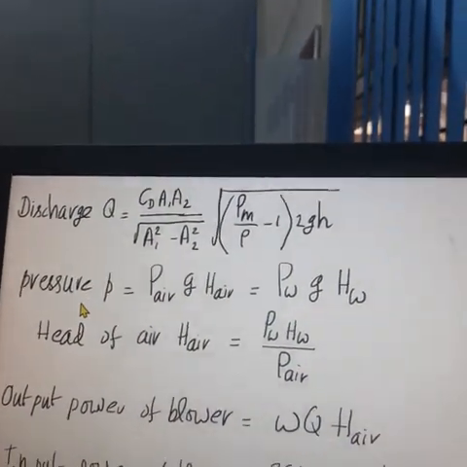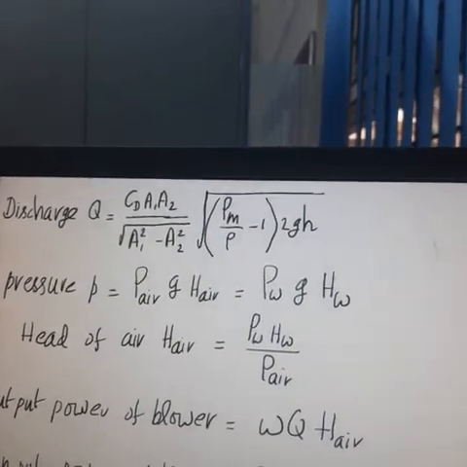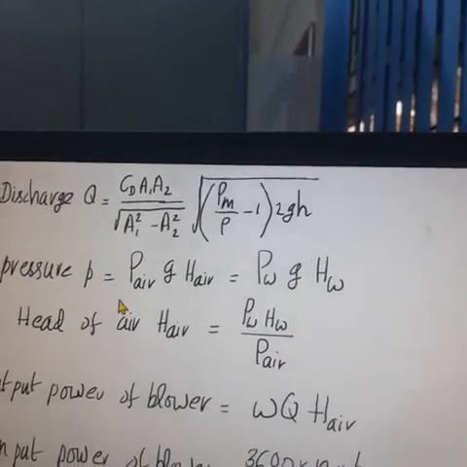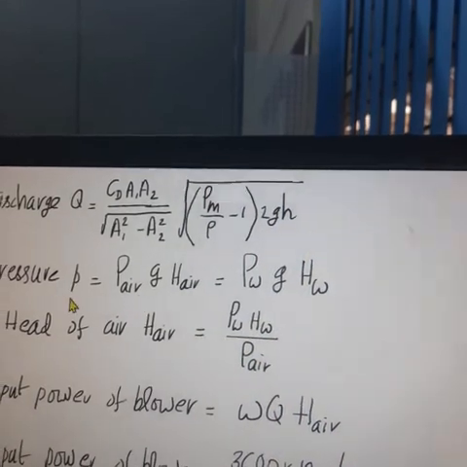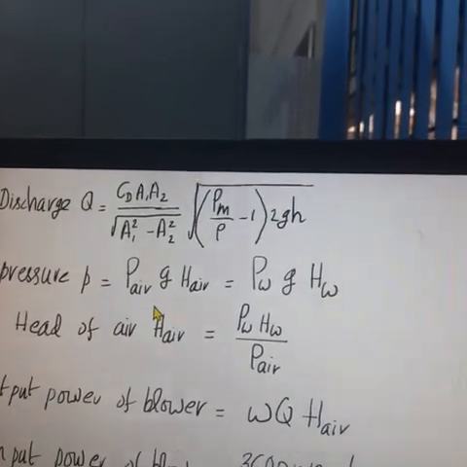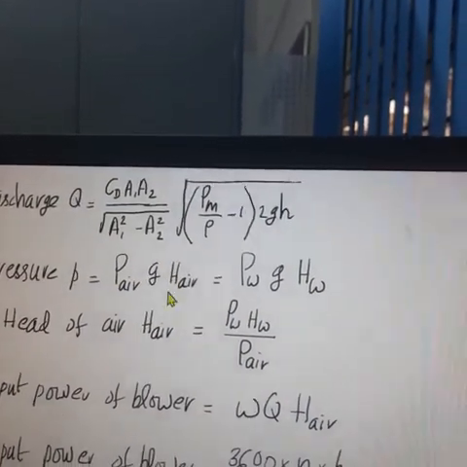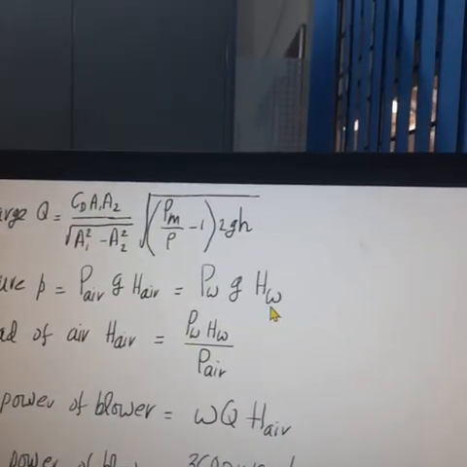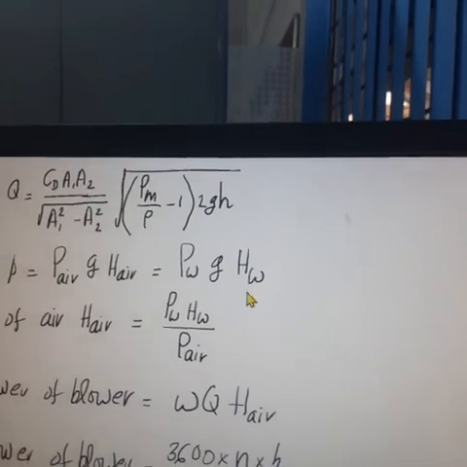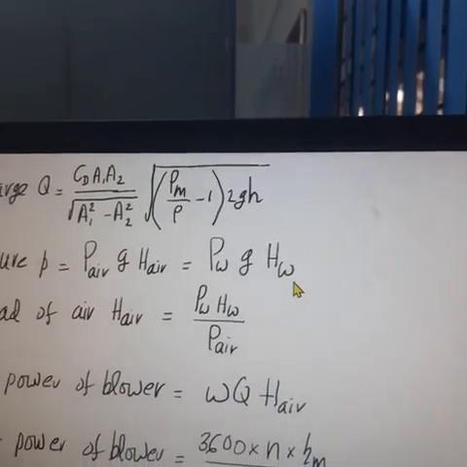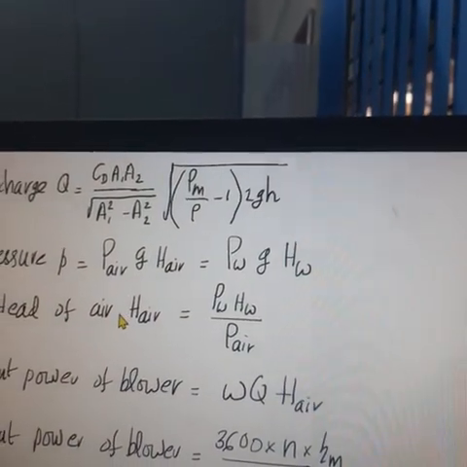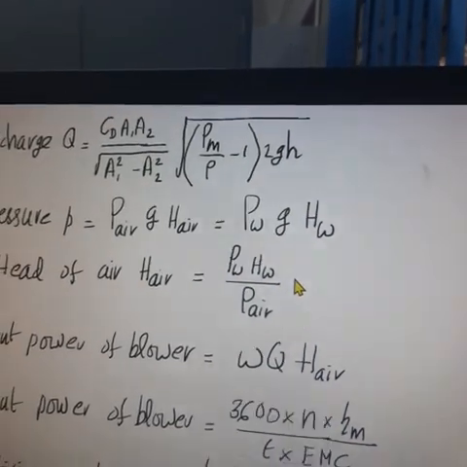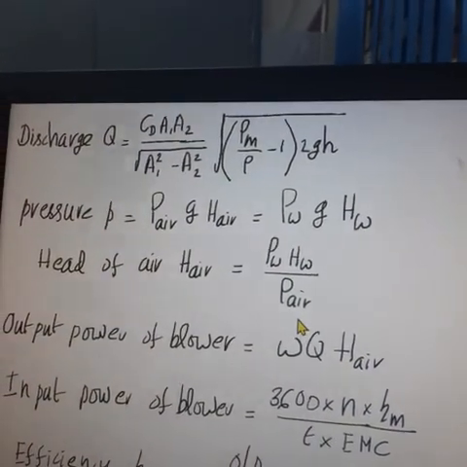Then the pressure rise is measured using this formula. Pressure can be measured using any fluid column, rho GH of air column or rho GH of water column. Since we measure the pressure in terms of water column, we have to convert this water column into air column using this formula. So H of air is given by rho of water times H of water divided by rho of air.